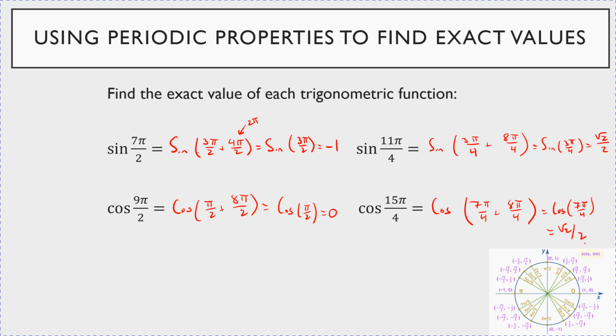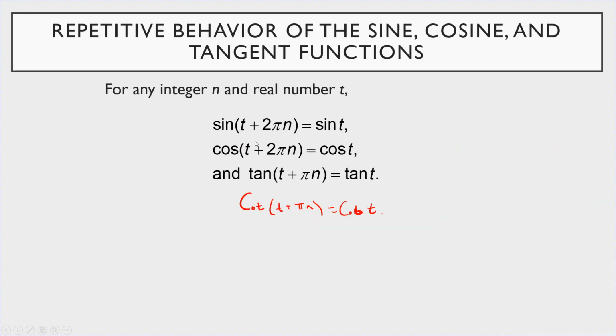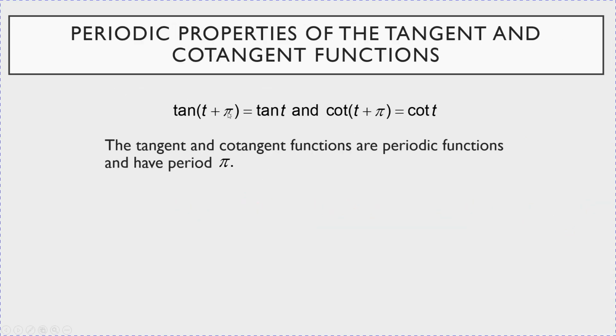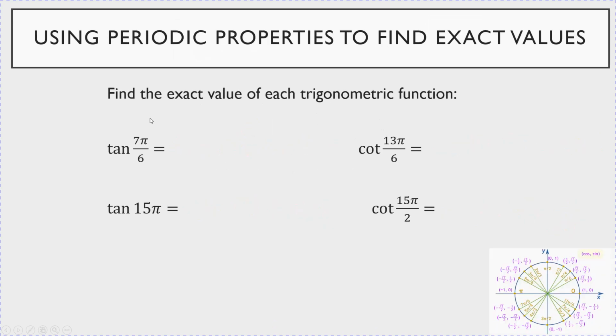I got it. All right, let's just do the same thing with tangent and cotangent real quick. And now remember, tangent and cotangent, their periods are just pi, not 2 pi. So remember exactly what tangent is. If it helps, remember tan is equal to y over x, and cotangent is equal to x over y.